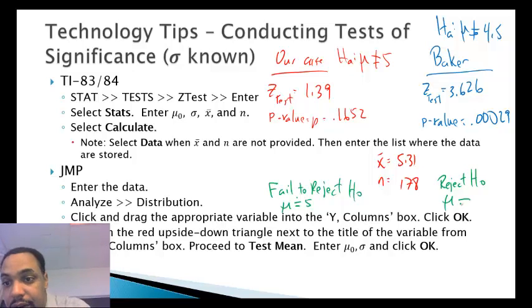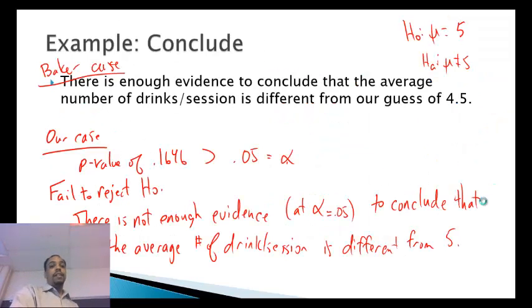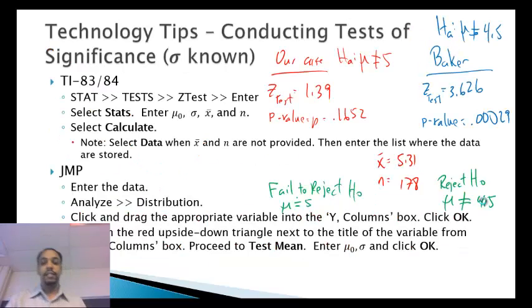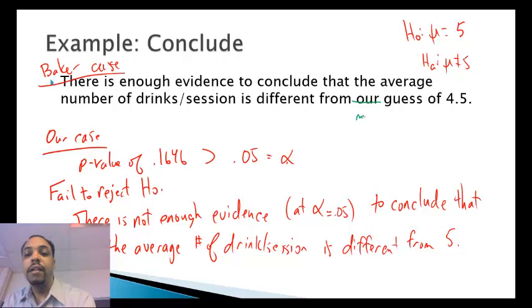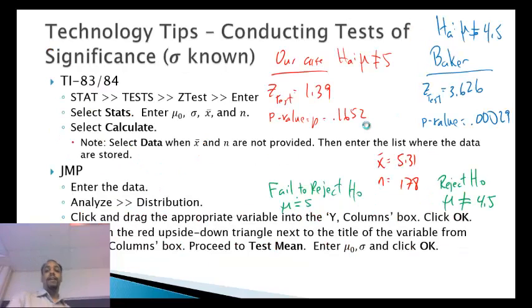And then therefore, the mean does not equal 4.5. And that's pretty much what I was saying back here. There's enough evidence to conclude the average number of drinks is different from my guess. Let's be clear about that. My incorrect guess of 4.5. Okay, so that's one of the cool things about the calculator. You can get right through all the calculations and talk about interpretation straight away. JMP does the same thing, but you don't mostly have your JMP software at your fingertips.